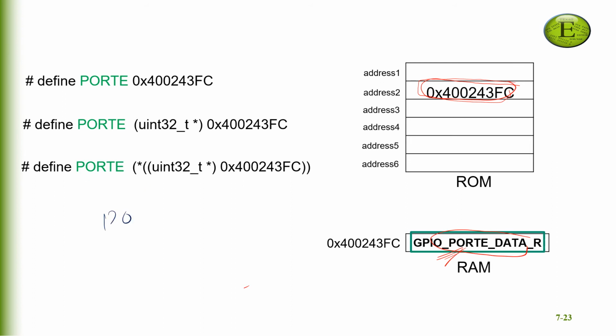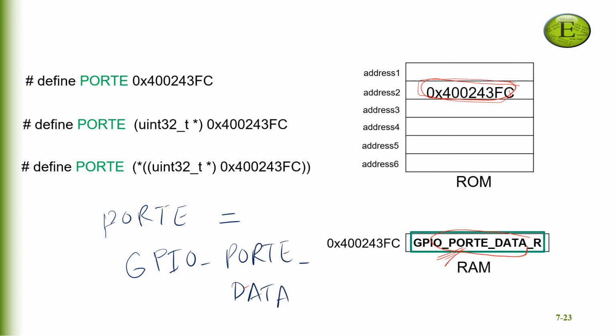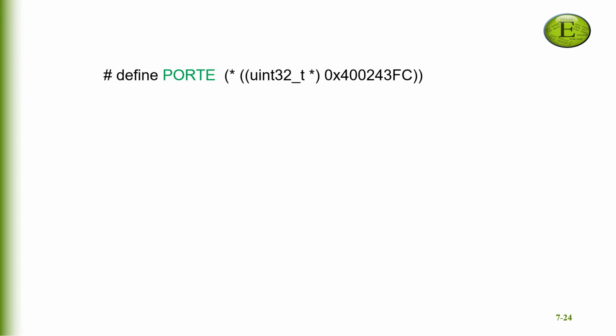So port E is now, at the end of this command, at the end of all this hassle, the same as GPIO port E data register. And now we can write data to the port E data register. We can read data from the port E data register simply by referencing this port E variable.